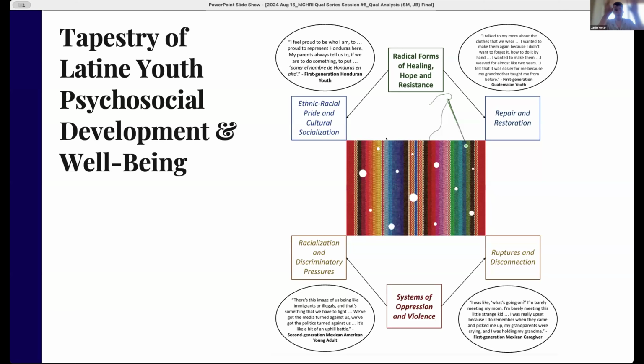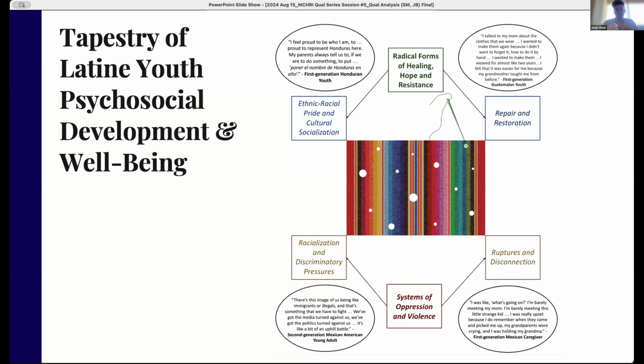I'll quickly break down this model because I know there's a lot here. It's anchored in two broad domains. One is at the bottom, which encompasses the systems of oppression and violence. The other is at the top, which encompasses these radical forms of healing, hope, and resistance, which was exemplified in that quote that I shared with you. Within these two anchors, we have four broad themes and buckets that exist here. And I guess I should spend a little bit of time talking about the tapestry.